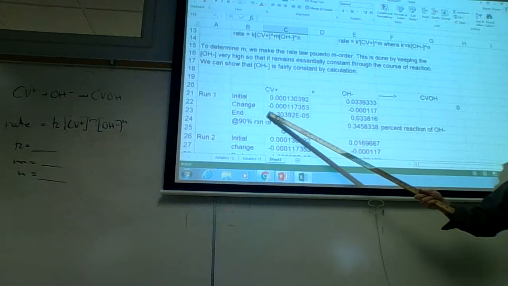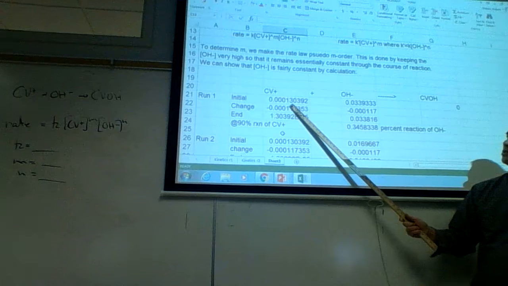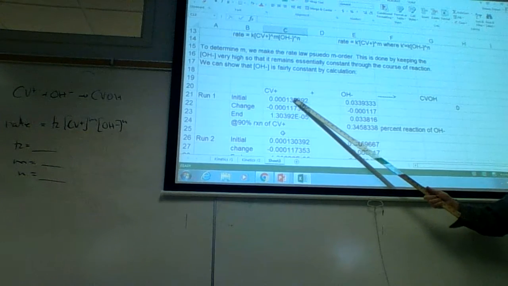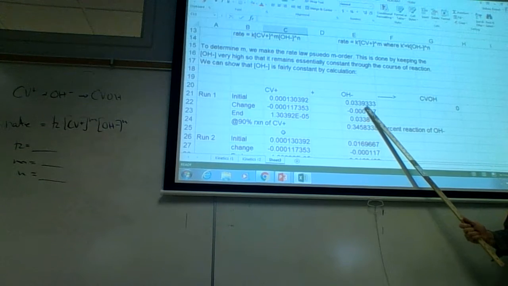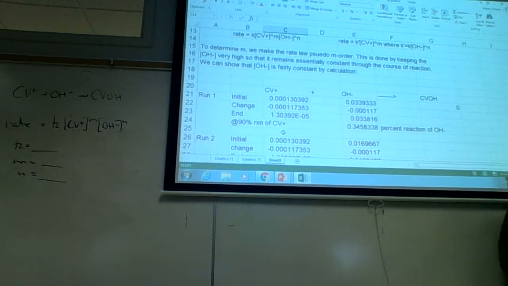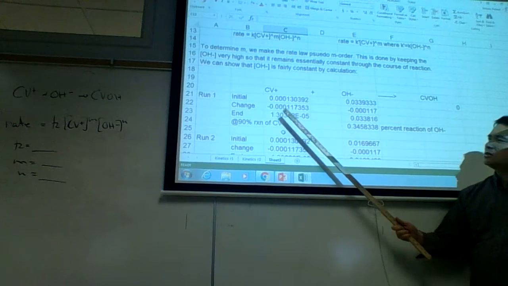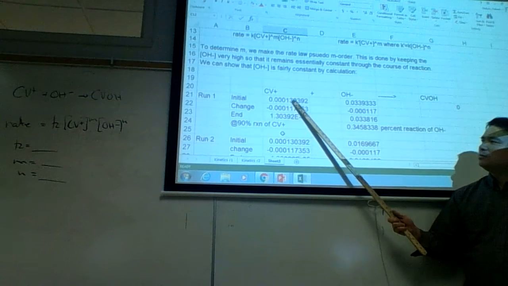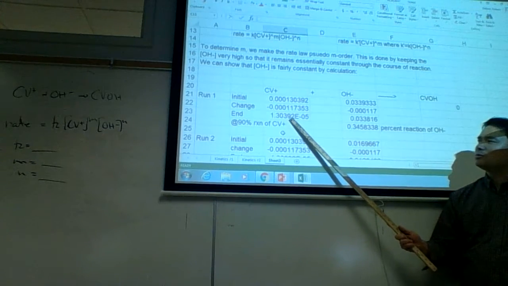So let's take a look at run 1. If we look at run 1, the initial crystal violet concentration is 1.3 times 10 to the minus 4. The hydroxide ion concentration is 0.0339. And so let's consume 90%. If we consume 90% of our crystal violet, which is the limiting reactant, we're going to be left over with 10%.